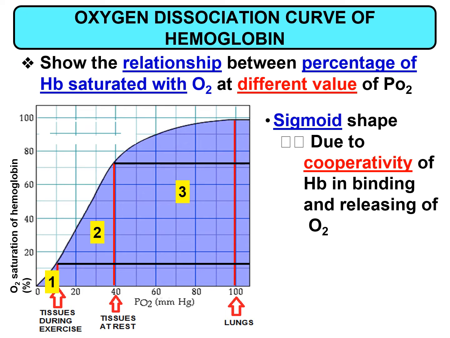The oxygen dissociation curve of hemoglobin shows a relationship between the percentage of hemoglobin saturated with oxygen and the partial pressure of oxygen. How many of the hemoglobin is saturated with oxygen? That is the meaning of it. Let's look at this. No hemoglobin is saturated with oxygen.